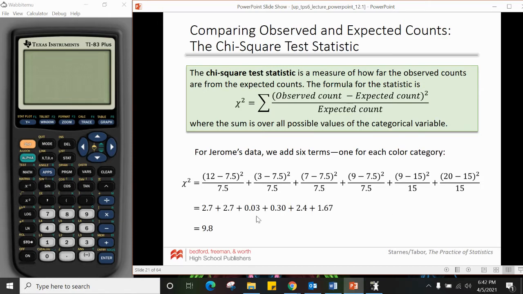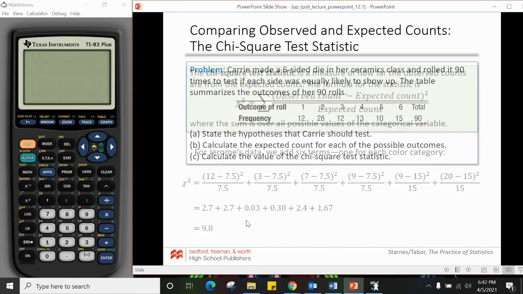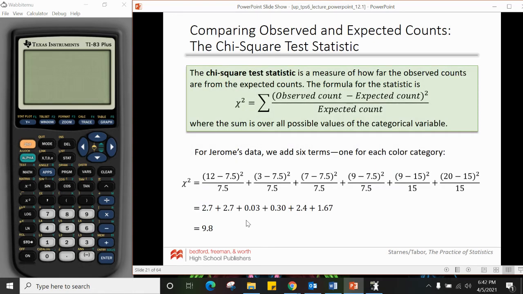So in this case, our chi-squared number is 9.8. And right now you might be like, okay, well, what does 9.8 mean? Is that good, bad? Where does it kind of fall? And we'll see how significant that value is, how significant our statistic is here, in a little bit. We're going to look at one more example.